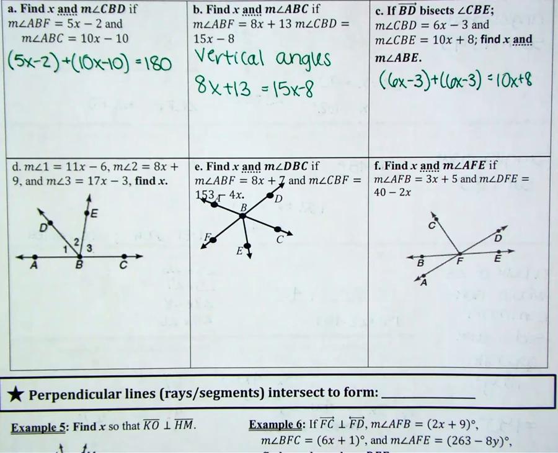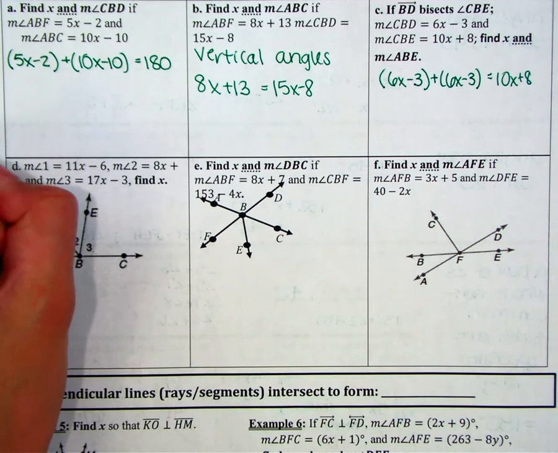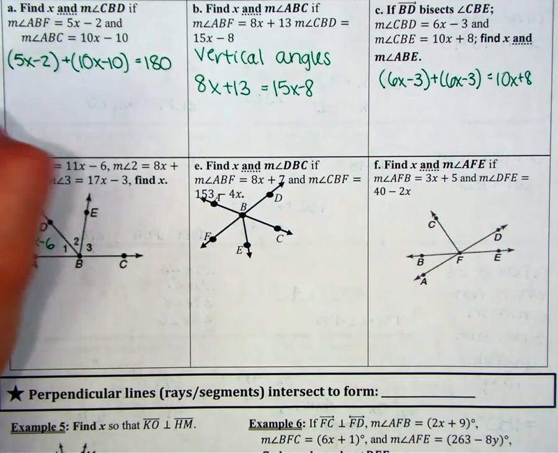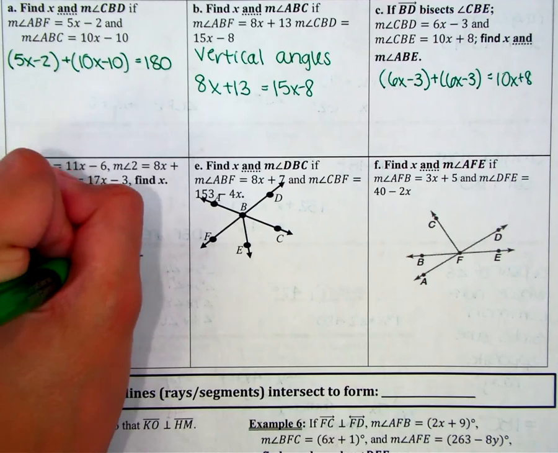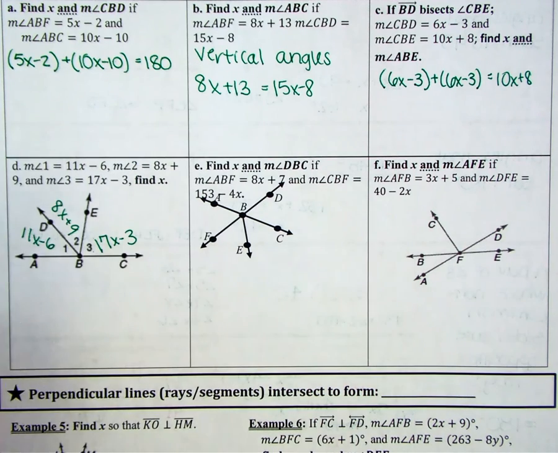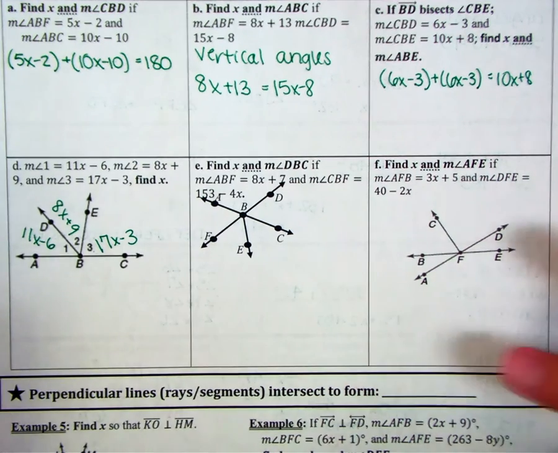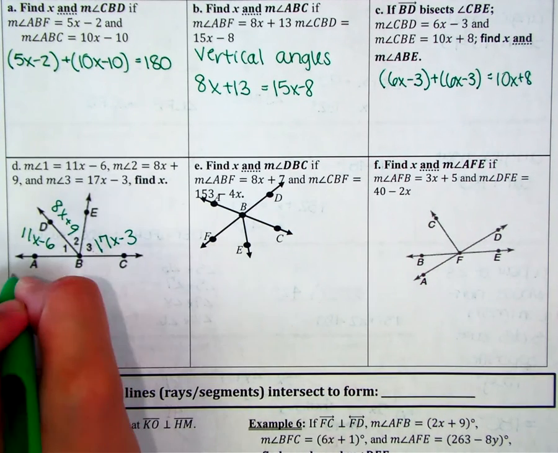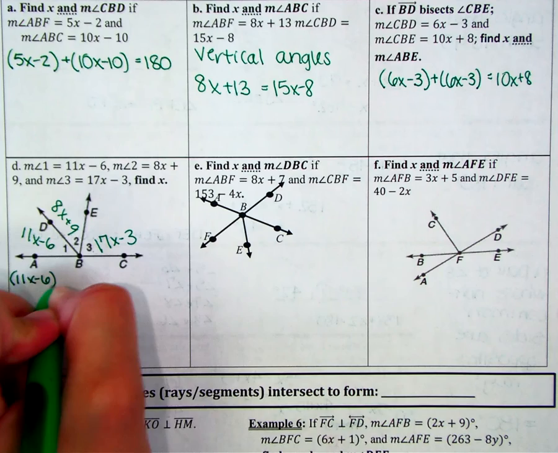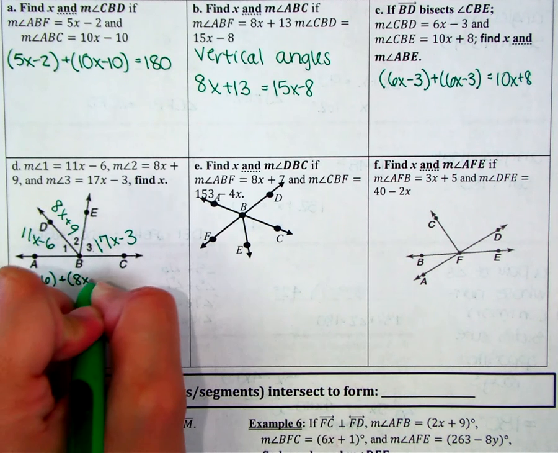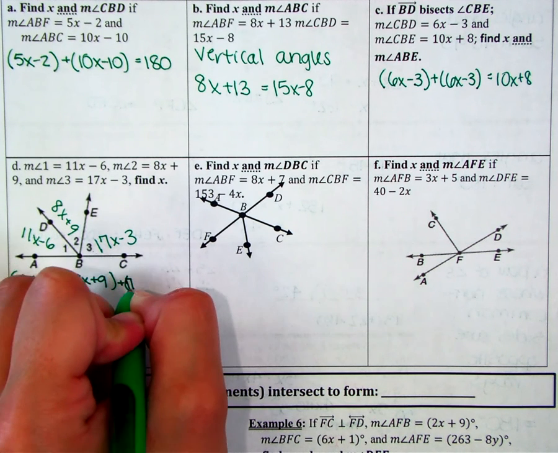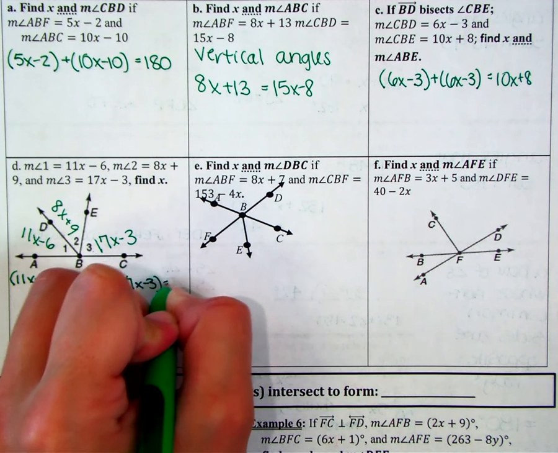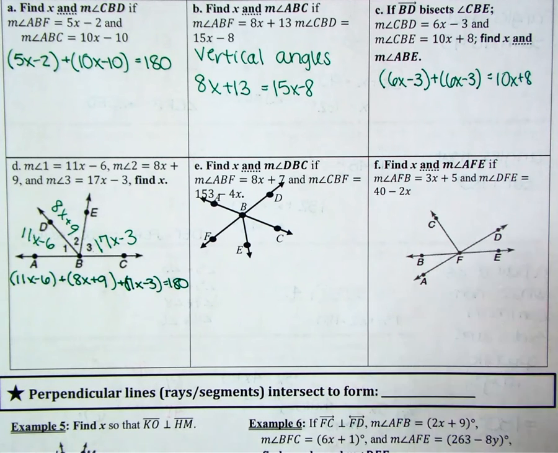D, the measure of angle 1 is 11x minus 6. Make sure you're drawing it in your picture. 2 is 8x plus 9, and 3 is 17x minus 3. All three of those together make a straight angle ABC, so we'll add all of them up, set them equal to 180, solve for x.